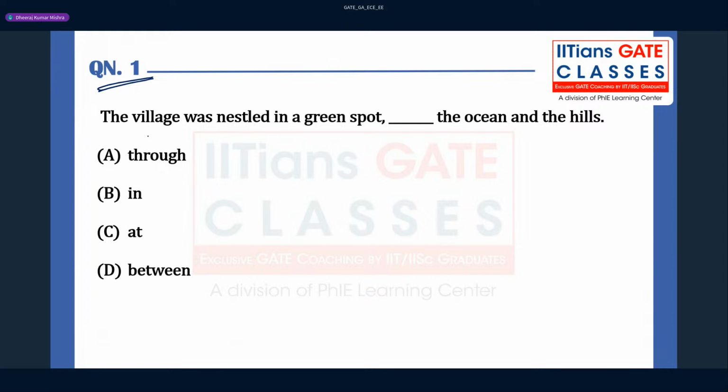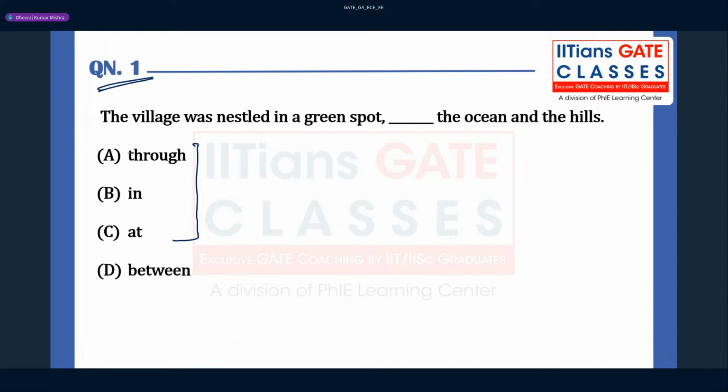So question number one was: "Nestled in the green spot, dash the ocean and the hills." These are the options which have been given. We have to fit in this fill in the blank, right? So the village was nestled in a green spot. What can be the right answer for this question, guys? This question is from verbal aptitude, and we are going to describe each option today. Okay, then we will see.